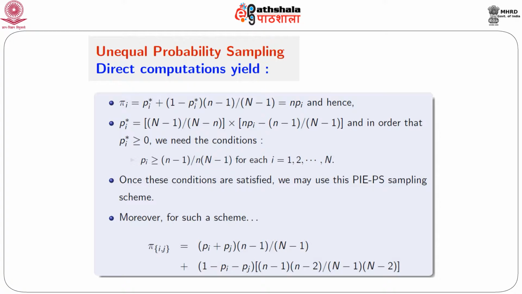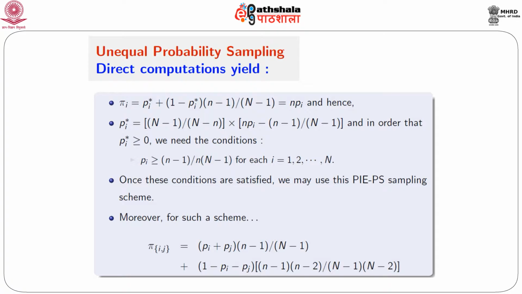Now you compute pi i for this scheme and make pi i equal to n p i and thereby solve for p star. Why pi i equal to n p i? If pi i is proportional to p i and if summation pi i equals small n, that is a result involving the inclusion probability and the sample size because you are referring to a fixed sample size. Therefore, pi i equals n times p i. So equate pi i to n p i, and from this sampling design, you know that pi i is a function of p star.